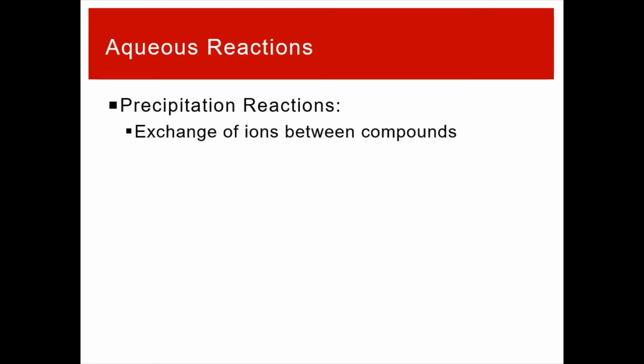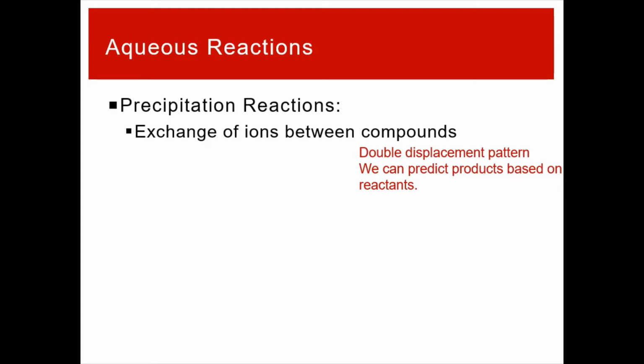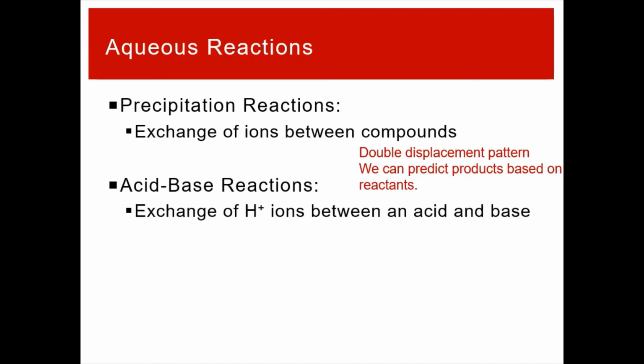We can recognize that this happens when we react two ionic solutions as our reactants. We have that double displacement pattern, which allows us to predict products. That's what we want to be able to do with reactions. Acid-base reactions offer a similar reaction idea. This time, instead of exchanging any sort of ions between compounds, we're going to be exchanging H+ ions between what we call an acid and a base.